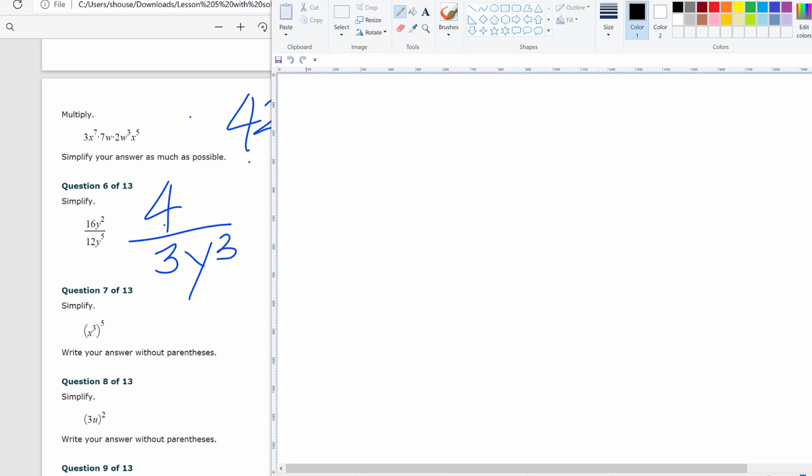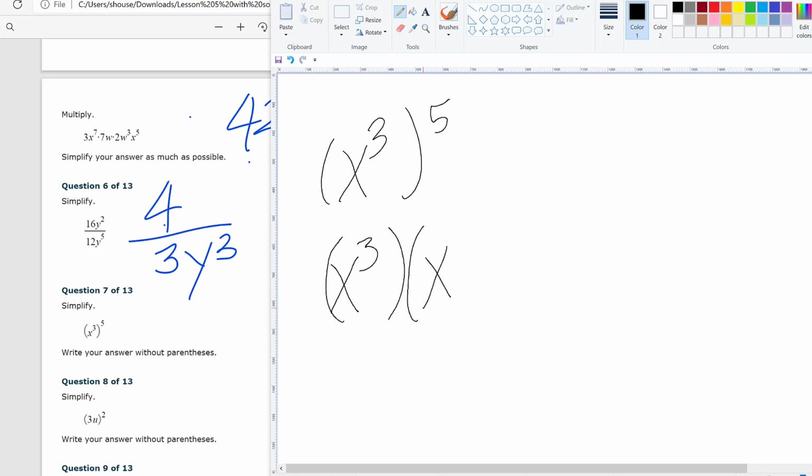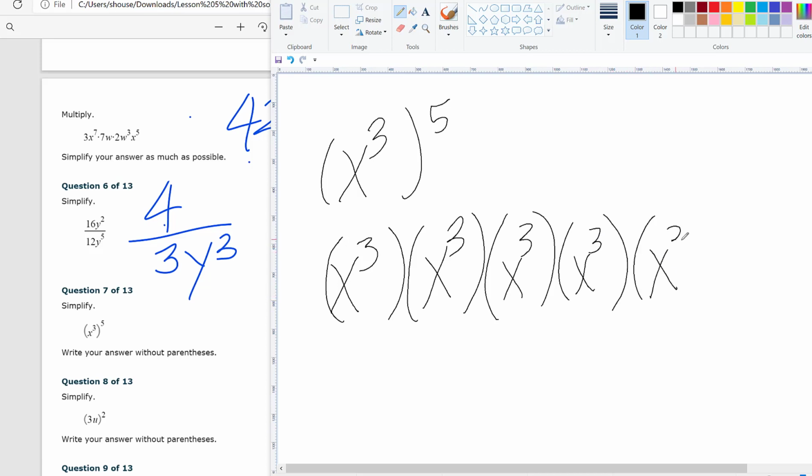Number 7. In this problem, we have x to the 3rd raised to the 5th. So this is different from before. We have a power, or an exponent inside, raised to a power, or an exponent outside. Now this rule is going to be to multiply, because what this means is we need to take x to the 3rd 5 different times. We're not going to use this long way, but I want to show you so you'll know why it works.